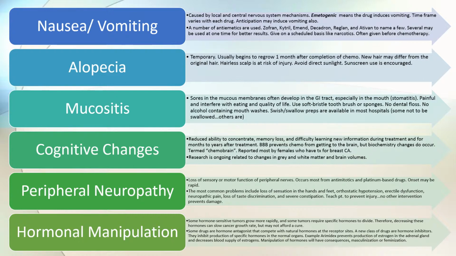A new class of drugs are hormone inhibitors. They inhibit production of specific hormones in the normal organs. Examples are Arimidex. It prevents production of estrogen in the adrenal gland and decreases blood supply of estrogens. Manipulation of hormones will have consequences such as masculinization or feminization.